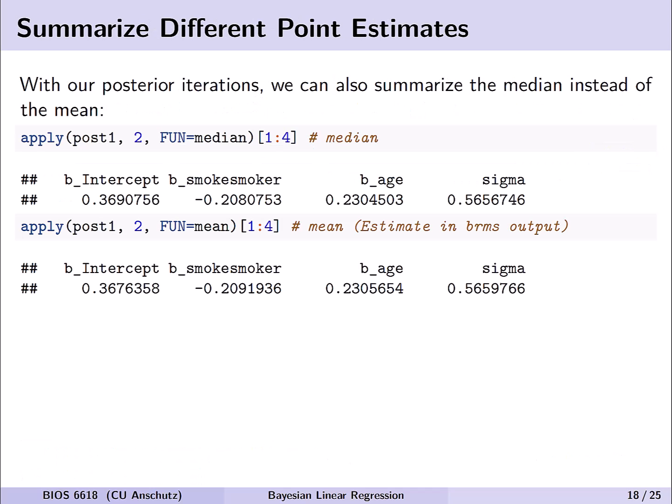Now, another thing we can do once we've extracted our posterior iterations is also use different types of summaries for our point estimates. So for example, we talked about maybe using the median instead of the mean. And again, this is pretty easy to do. We see that if we use an apply function, we can specify median instead of the default mean that is being used in BRMS, and we get the estimated coefficients here. Now in this case, because again, things look pretty symmetric, we don't have a lot of difference between our mean and median. But in other cases, we may have a skewness in our posteriors that may make us think that the median might be a more appropriate estimator than the mean.